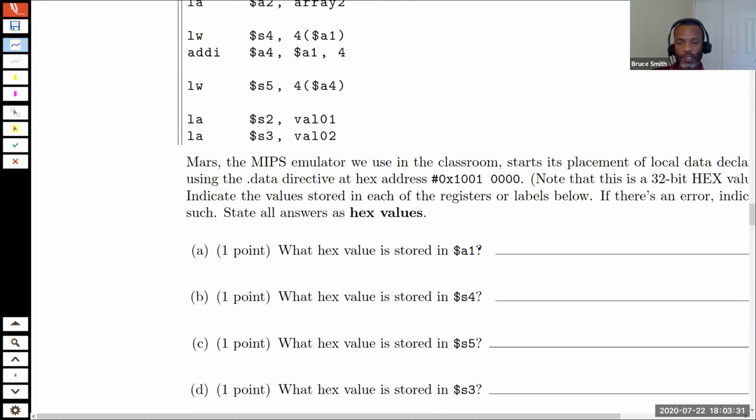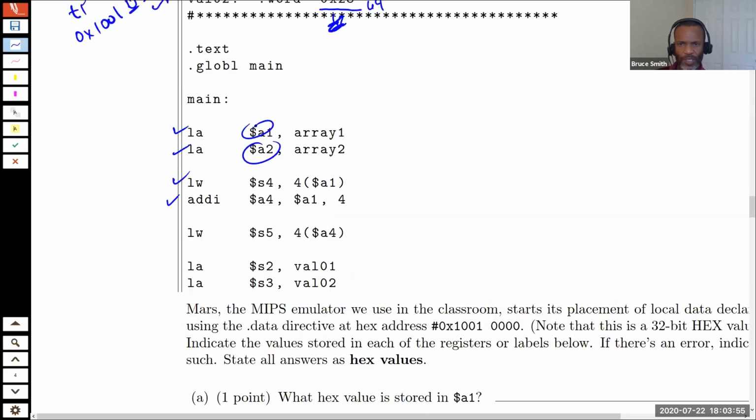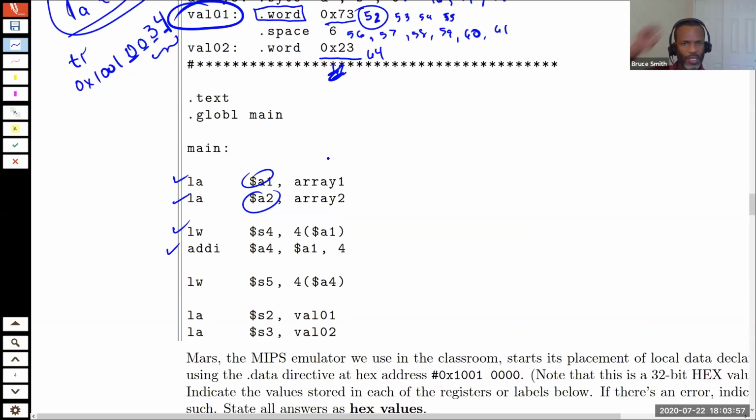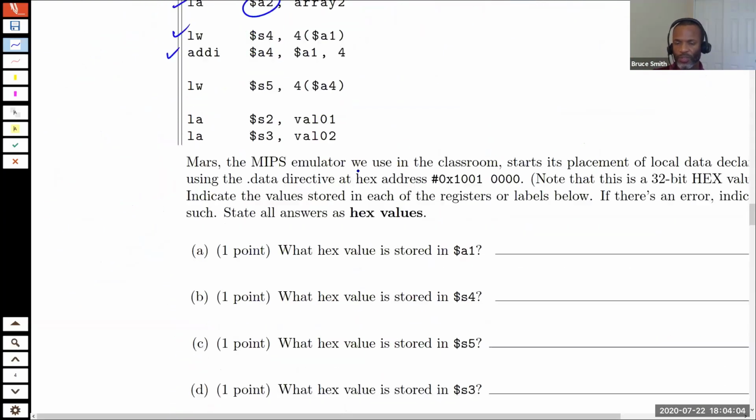So that's what this is looking for. Given that we have this bit of code, load address, and a load word or an add immediate, what are these values? I think there's example code that you can use to program this in, or you can actually copy and paste from these and play with it in Mars and test your understanding.